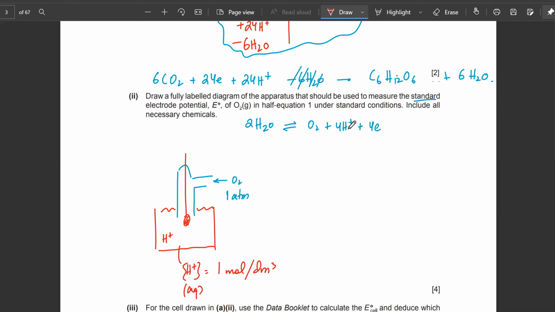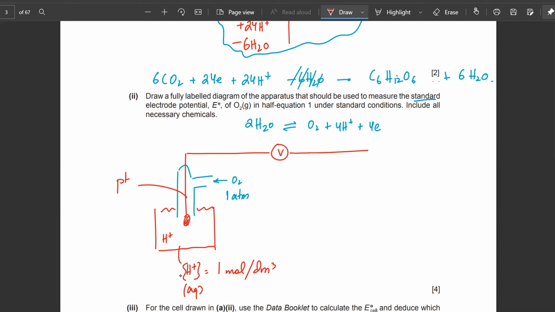Yes, sir. And also remember, there were 3 types of electrodes: one involving metals, one involving only ions, and the one involving gas. That's going to look like this. So now, how do I measure the standard electrode potential? What do I connect it with? I have to label this as well. This is the platinum electrode.